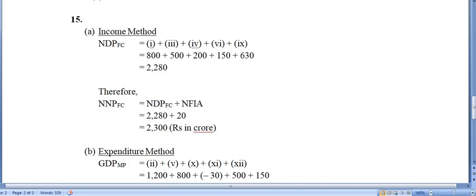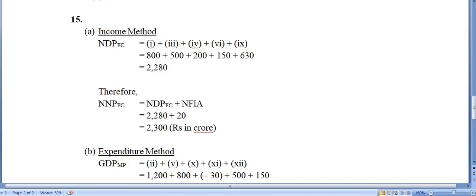Okay, now question number 15. You have to calculate national income by the income method as well as by the expenditure method, because by the value added method we already saw how to calculate NNPFC in question number 11.